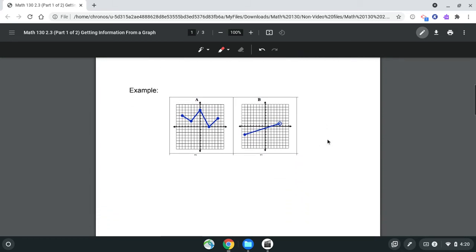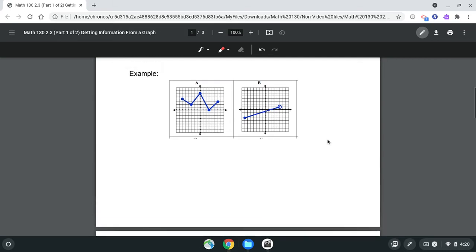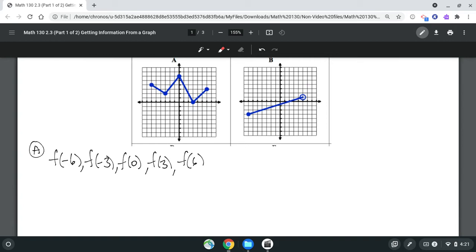We'll do one at a time. Okay, so here for A, suppose that you had to find f of -6, f of -3, f of 0, f of 3, and f of 6. Okay? All right, so let me go ahead and see if we can scroll in here so we can see this.